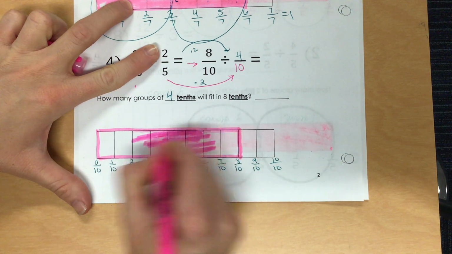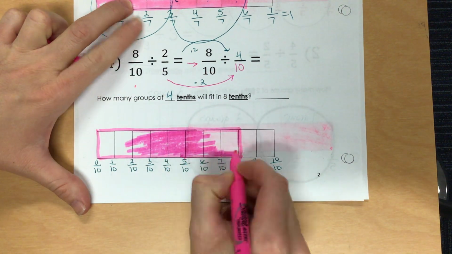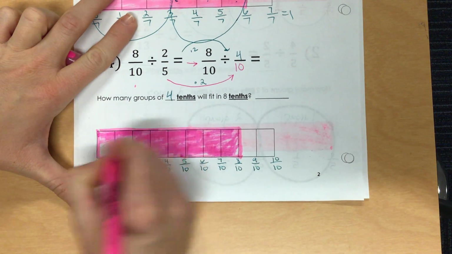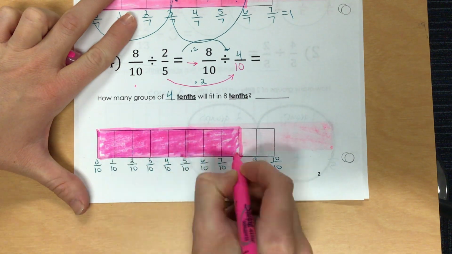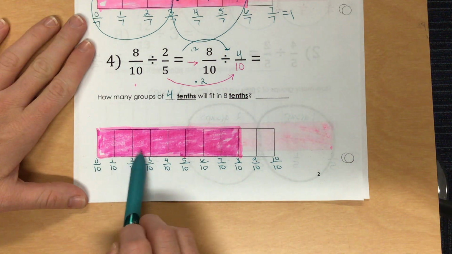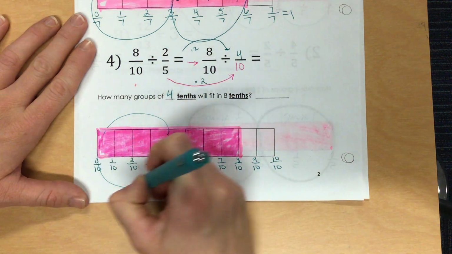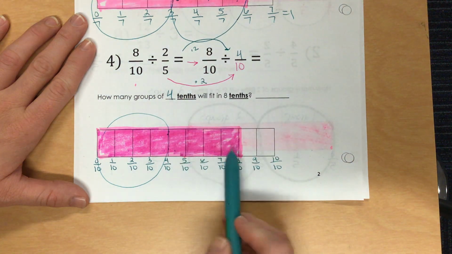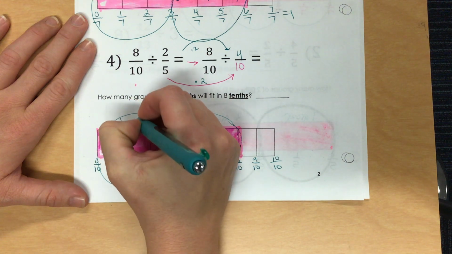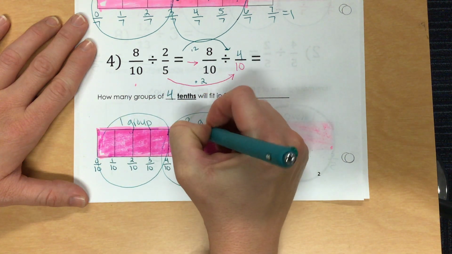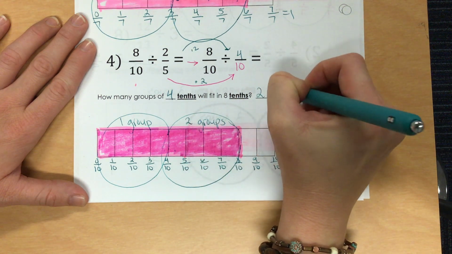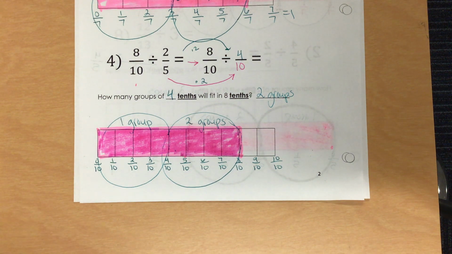And how many am I going to circle in each group? That's right, we're going to circle 4/10 in each group because we're dividing. Our divisor is 4/10, okay? So I have 1, 2, 3, 4/10. 1, 2, 3, 4/10. So here I have one group. Here I have two groups. So in total we have 2 groups of 4/10 that will fit into 8/10.